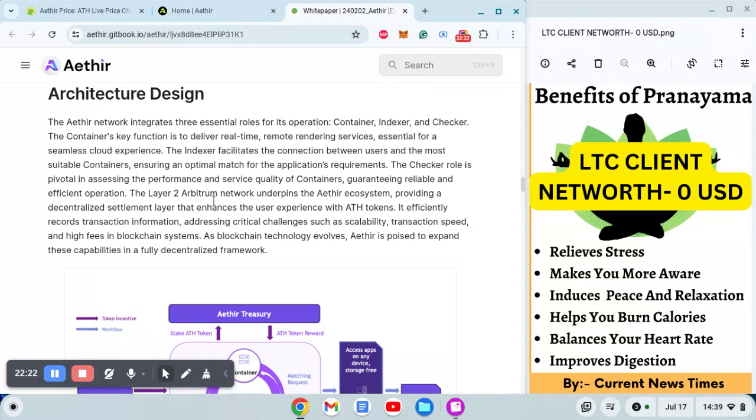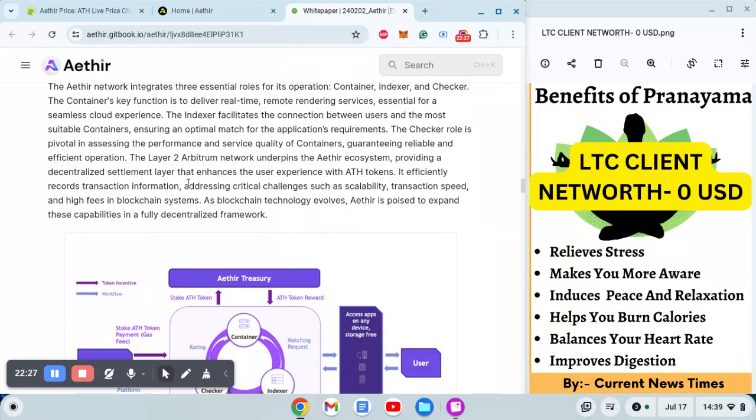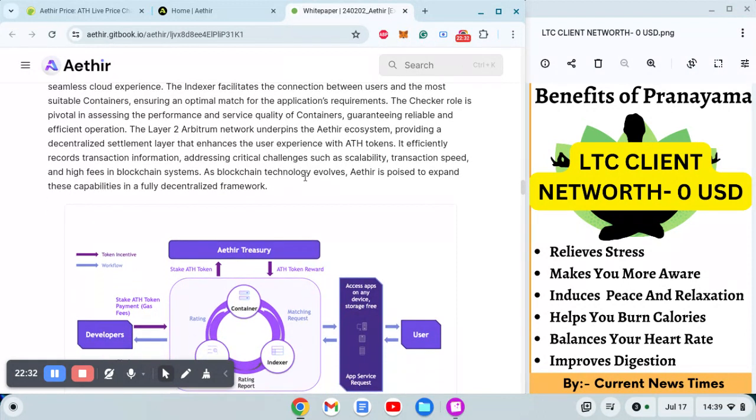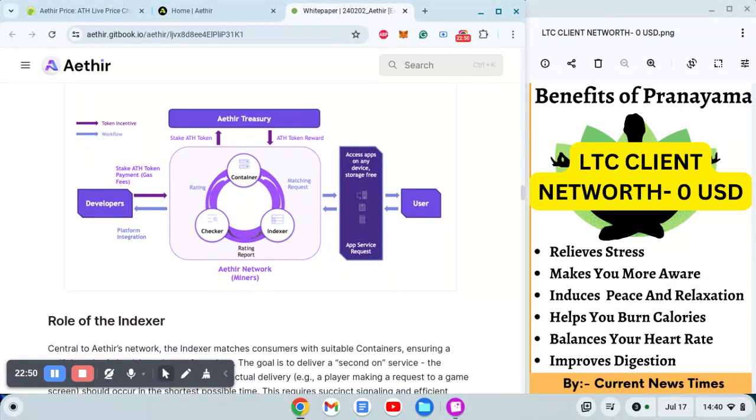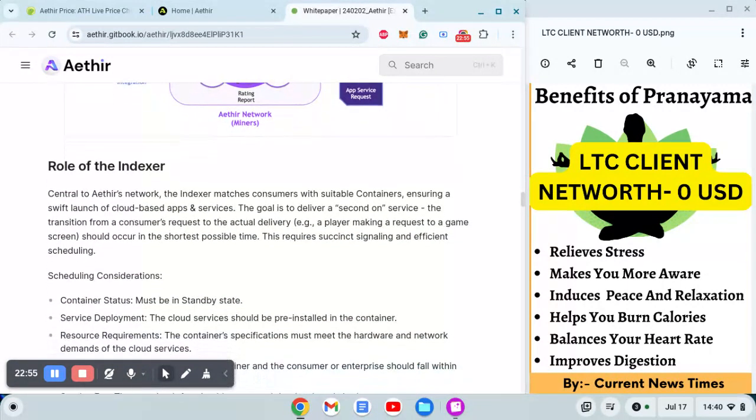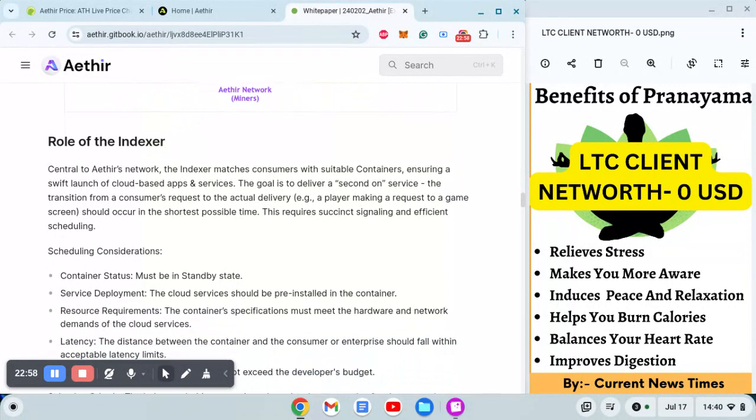The layer 2 Arbitrum network underpins the Aether ecosystem, providing a decentralized settlement layer that enhances the user experience with the ATH tokens. It efficiently records transaction information, addressing critical challenges such as scalability, transaction speed, and high fees in blockchain ecosystems. As blockchain technology evolves, Aether is poised to expand these capabilities in a fully decentralized framework. So this is their architectural chart. You can go through it if you want to understand it in a graphical manner.